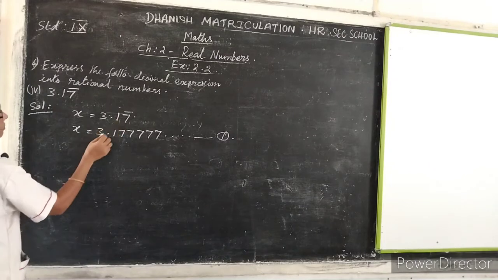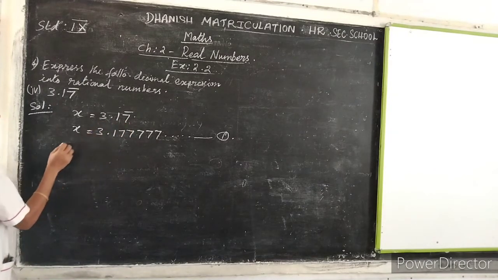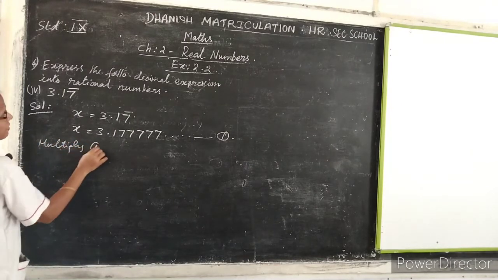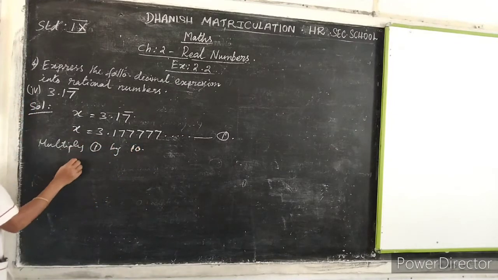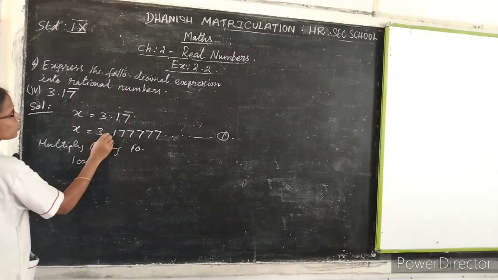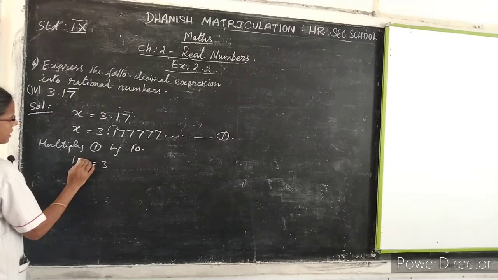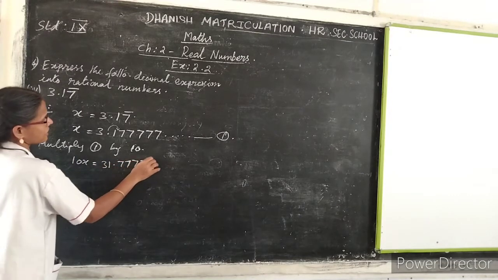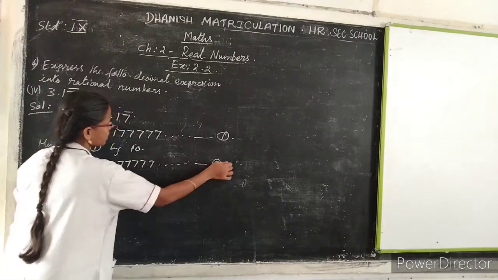Here there is only one digit repeated. So multiply the first equation by 10. We get 10 into x, 10x is equal to, here multiplying by 10 means just move the decimal point from here to here. Therefore 10x is equal to 31.77777 etc. This is the second equation.